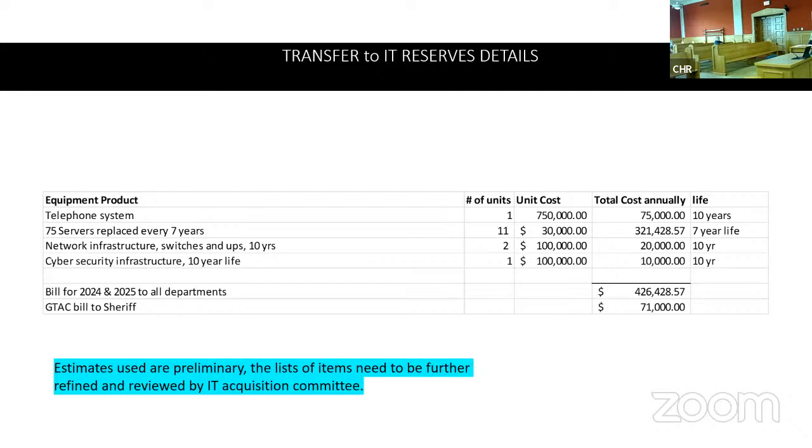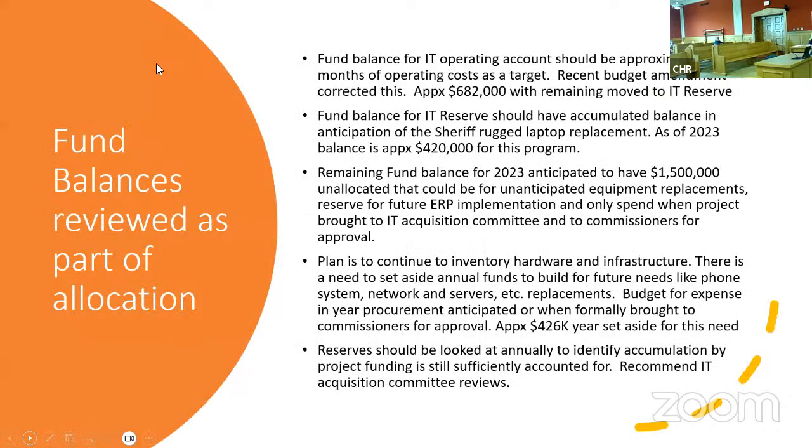So this is how we came up with what should be transferred to the IT reserves. As part of looking at the cost allocation, we're also looking at the fund balance. I wanted to make sure we do that at the same time. So for the IT operating, I've recommended that we keep that fund balance at about 2 months of operating cost. And so when we did the budget amendment, that's what we did.